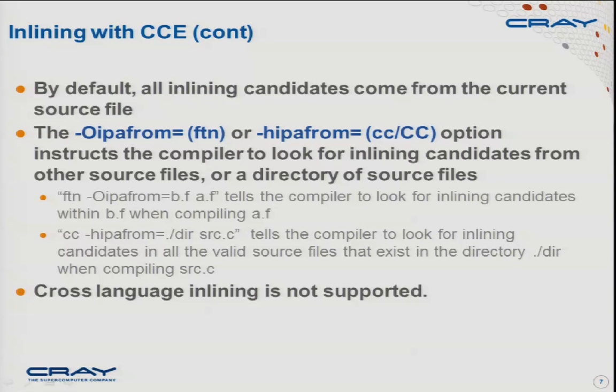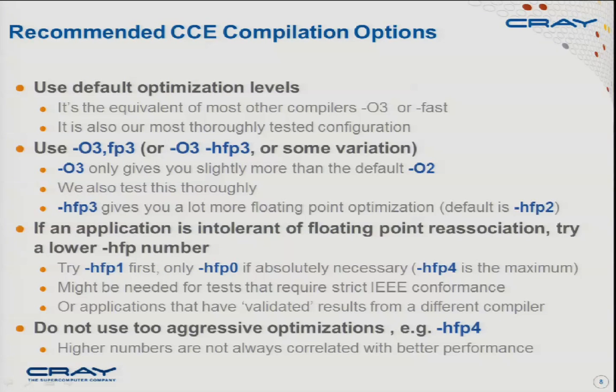But apart from that, you can use this option to specify the functions to be inlined, where they are, and so on. Then, other important options are -O3. This is the suggested option for the Cray compiler. And then the floating point level 3, we will see later on what that means. There are different options you can use.